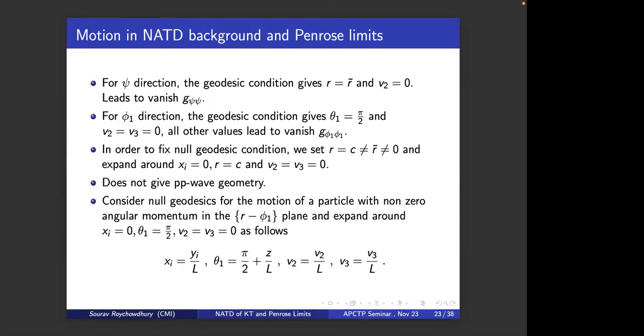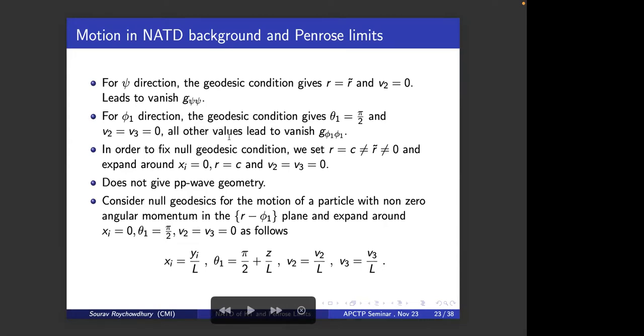So we leave these directions. Now, we consider the motion of a particle with non-zero angular momentum. Means instead of going in one direction, we consider motion in a plane. The plane we fixed is the R-phi 1 plane. Immediately one can ask, why not consider the psi direction? Trivial in the sense that we can't even proceed along the psi direction.